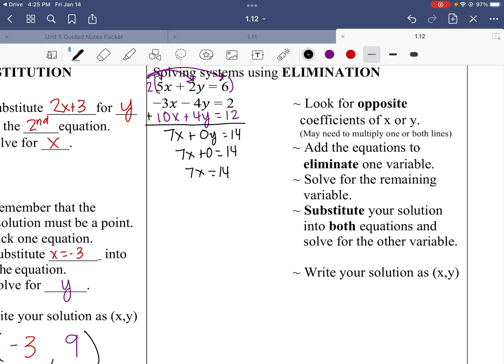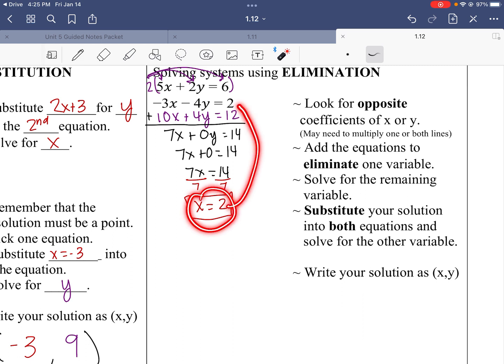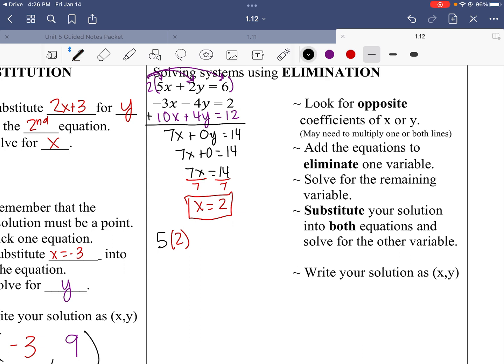Then the next step is to solve for x. We've got to get x by itself. So we're going to divide by 7, and our x equals 2. Now we have to take that and plug it into one of our original equations. I'm going to do the top one. It really doesn't matter, but I'm going to do the top one. So 5, but instead of x, I'm going to use a 2, plus 2y equals 6.